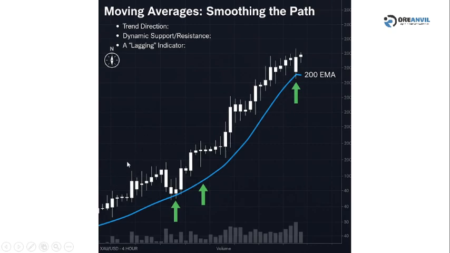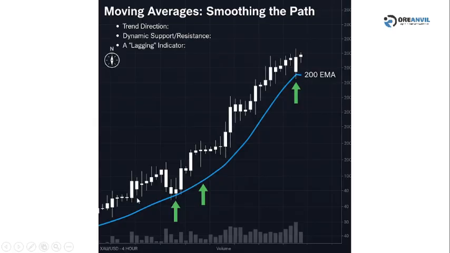And even without understanding the trend direction, with application of this 200 EMA, moving average here, we can see when price touches this moving average, it bounces to the upside. And now it's touching it again for the second time. There's a chance that it will bounce again to the upside.